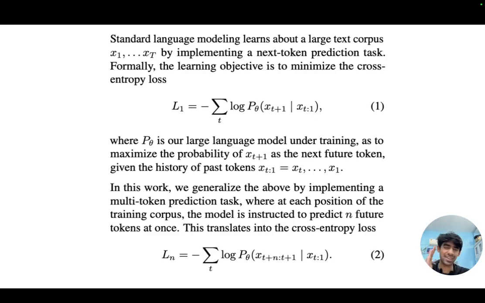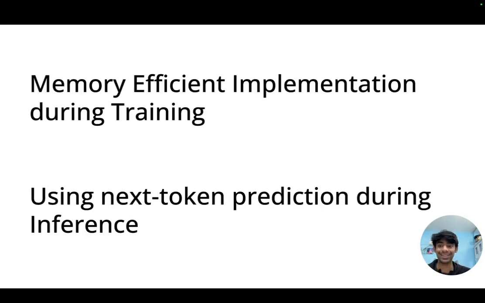So it's really simple, not that complex, but a lot of people have shown that this particular thing, multi-token prediction, has helped them train the model better. You're able to understand the situations and the nuances better than the current approach. And the two major things are a memory efficient implementation during training, which was a problem, and using next token prediction during inference. So it's boosting the performance.